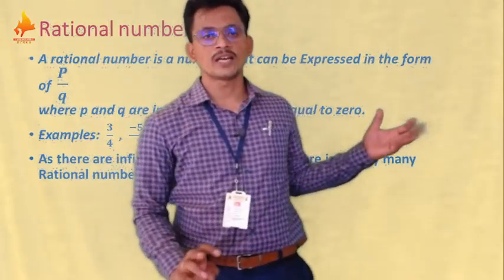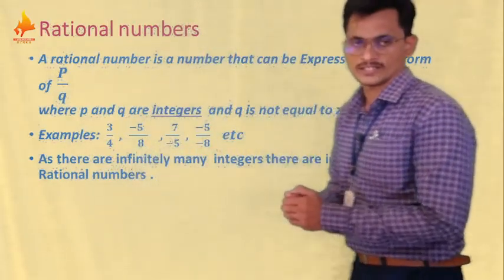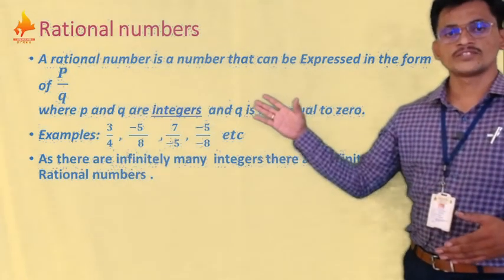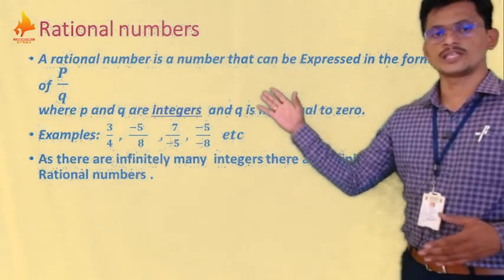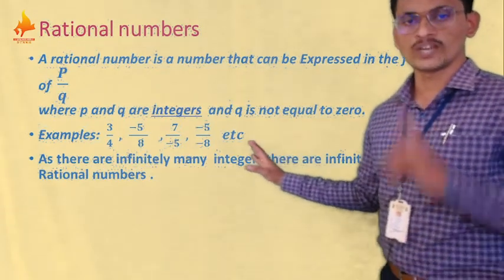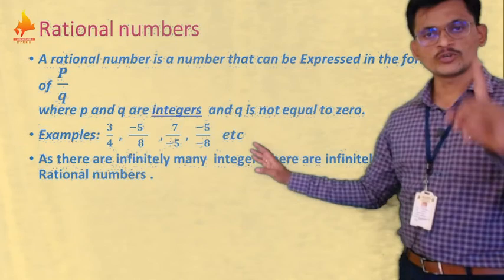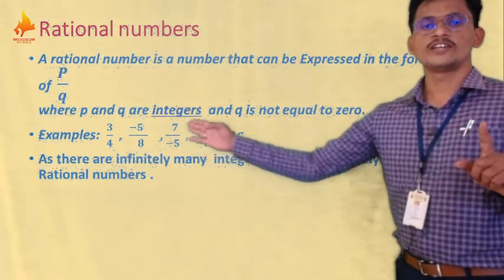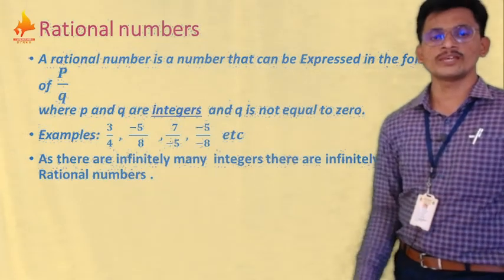So these numbers are nothing but rational numbers. The definition of a rational number is any number which can be expressed in the form p by q, with one condition: q should not equal 0. Another condition: p and q must be integers only.